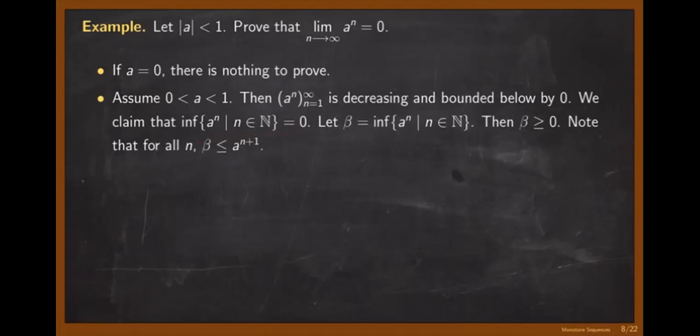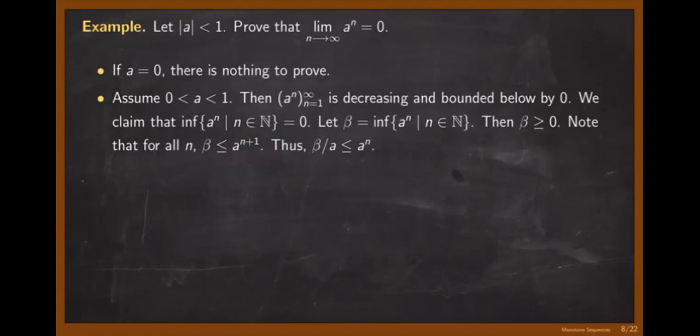First of all, beta should be greater than or equal to 0. Why? Because 0 is a lower bound. For this set, beta is the greatest among the lower bounds. So if beta is the greatest lower bound, 0 is a lower bound. We know at this point that beta is greater than or equal to 0. In fact, for all n, because beta is a lower bound, it's less than or equal to all of this for all n. Di ba? Mas maliit siya sa a to the n plus 1 kahit na anong n yan.